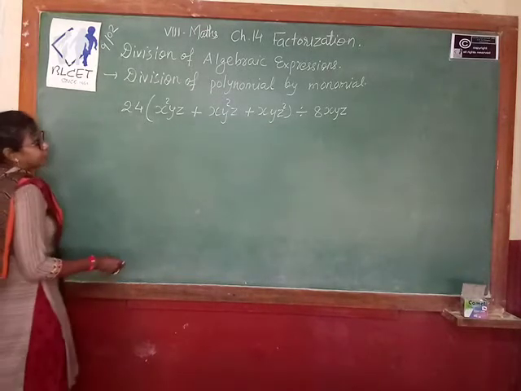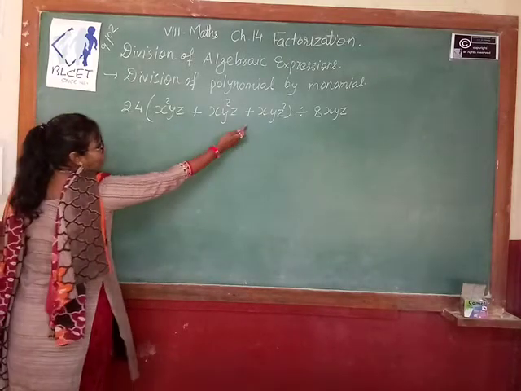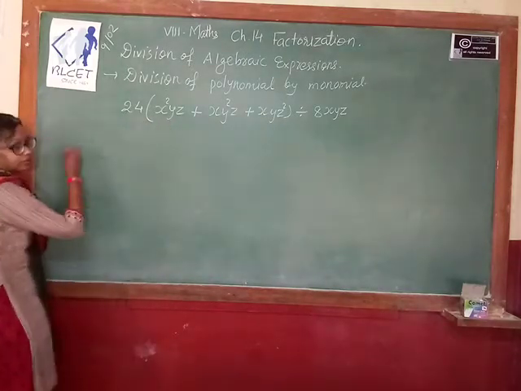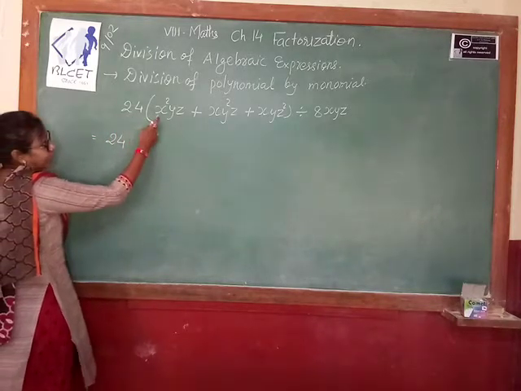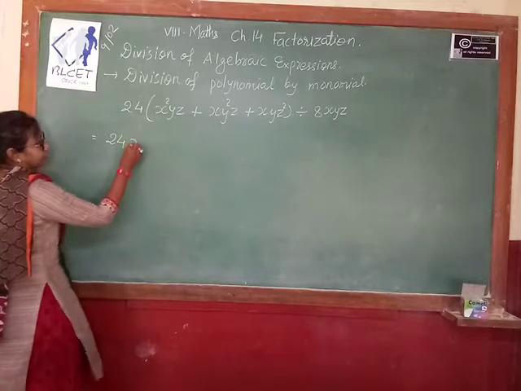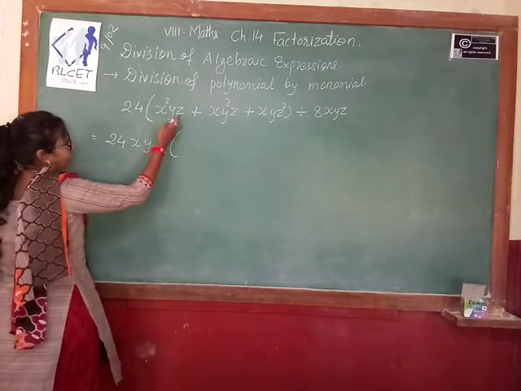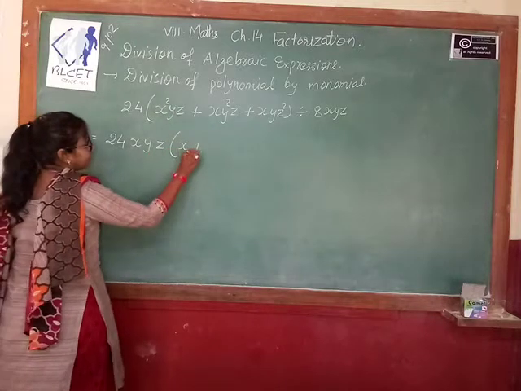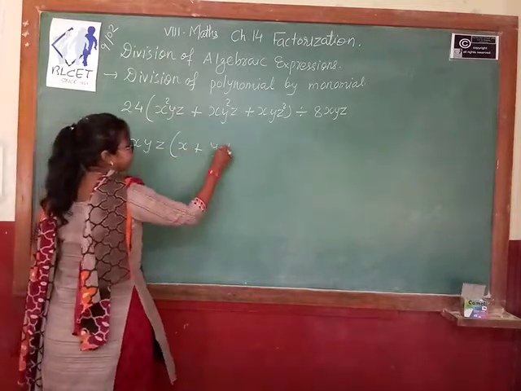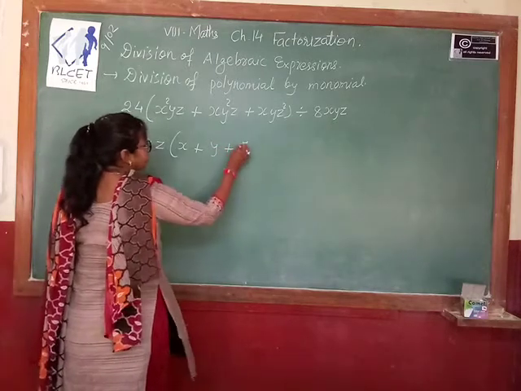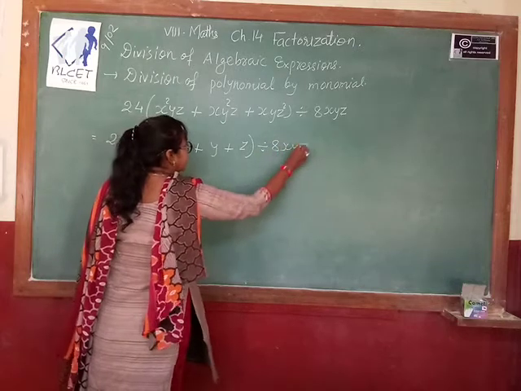So what we can do first, we can take xyz common. Let's see. So what are we getting, 24 is already out. We are taking x, y, z common from all. x, y, z. So what is left inside? x, y, z, so only x is left. Plus x, y, z is common, so only y is left. Plus x, y, z is common, so only z is left. Divide by 8xyz.